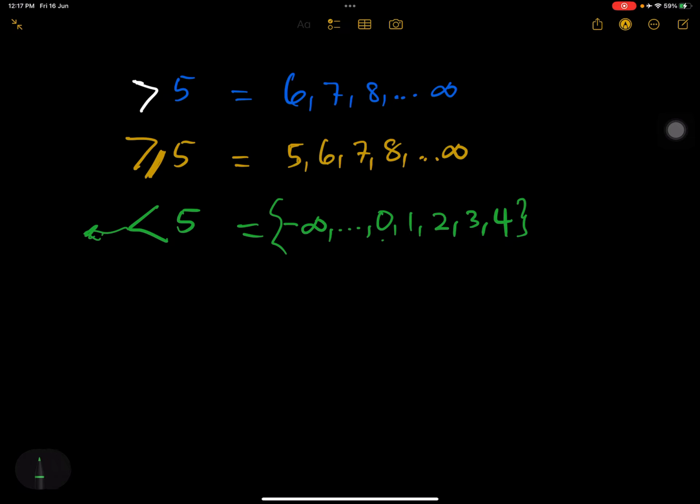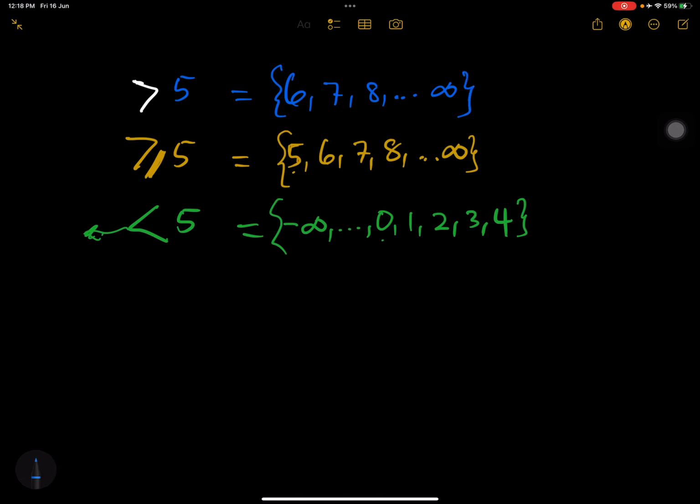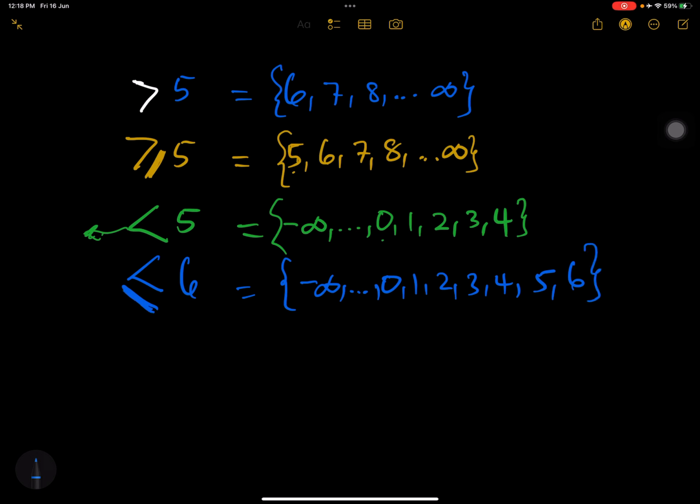Right? But here, with greater than or equal to, we start from 5 all the way to positive infinity. All right. Now, let's imagine that it's a less than or equal to, let's say 6. We're going to start from what? Negative infinity, all the negative numbers, and we get to 0. We start from 1, 2, 3, 4, 5, and we add 6 because it's less than or equal to 6. So that's why we're adding 6 to it.